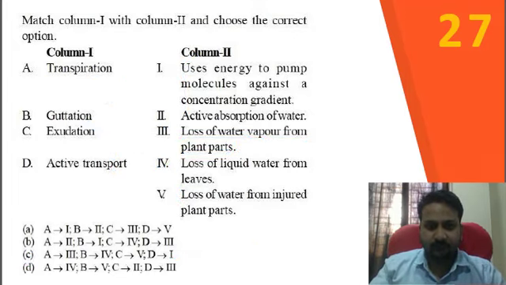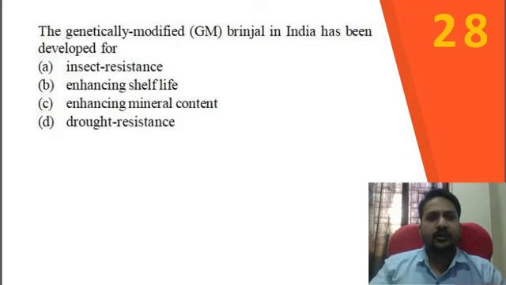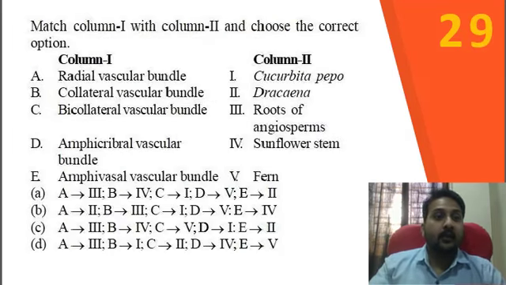Okay, next, a very simple question. That is the genetically modified crop, the genetically modified brinjal that we are making. Why are we making it? To protect it from the insect. That is the insect resistance we are forming there. That is why. Question number 29 students.